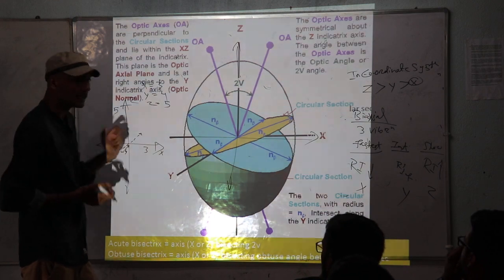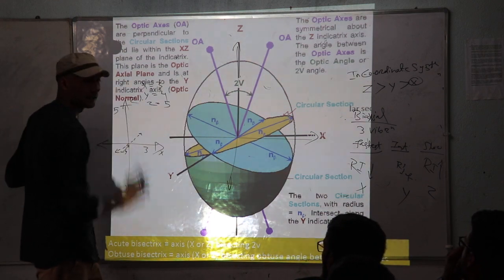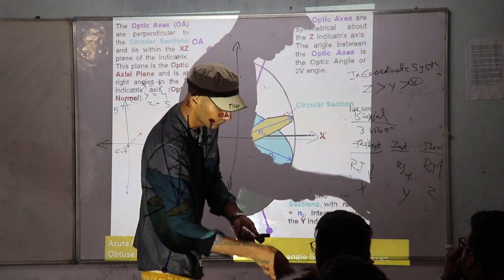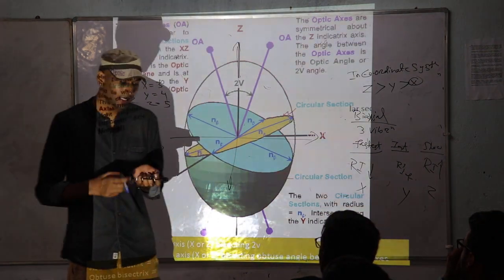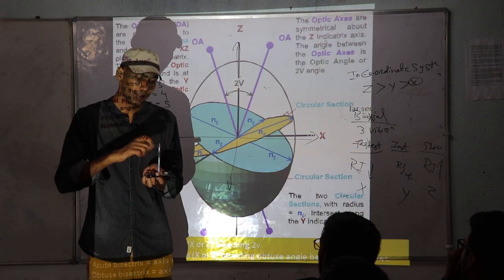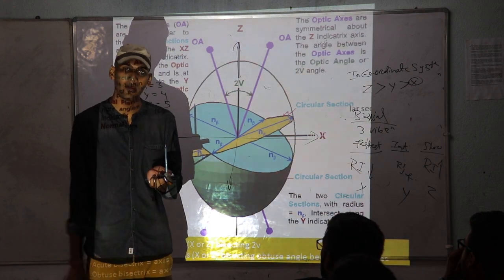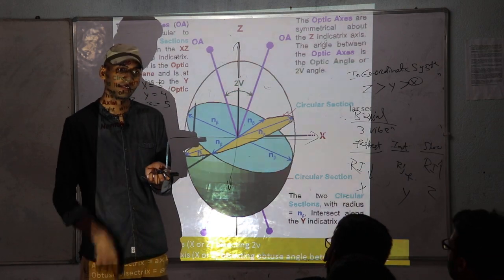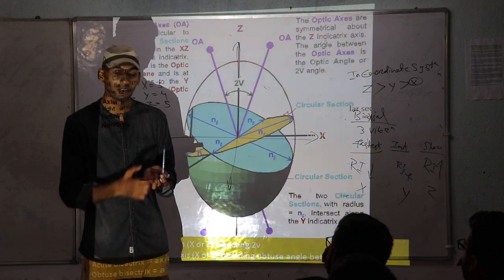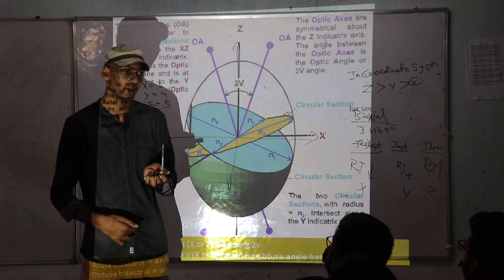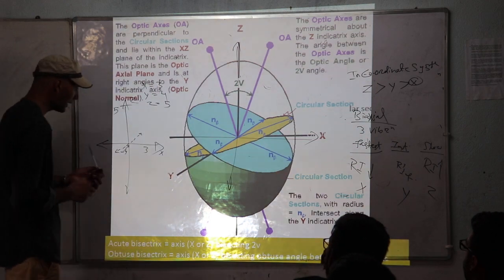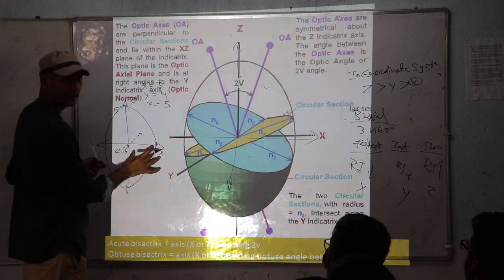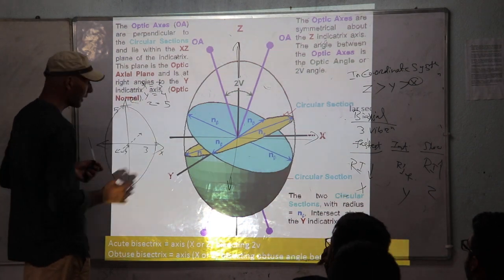Now consider a single plane, XZ. You can see it like this. This is X, which is the shortest. This is Z, which is the longest. This is Y, which has the intermediate value. If I join X and Z, what will be the shape of the section, circular or elliptical? That will be elliptical. You get an ellipse if you join X and Z, because X is 3 and Z is 5, unequal lengths.